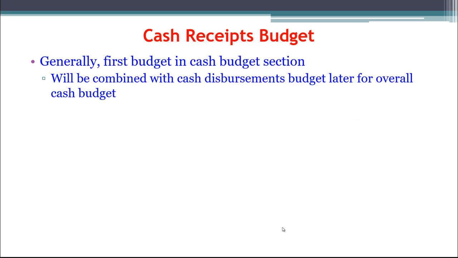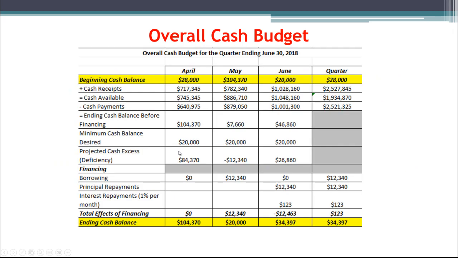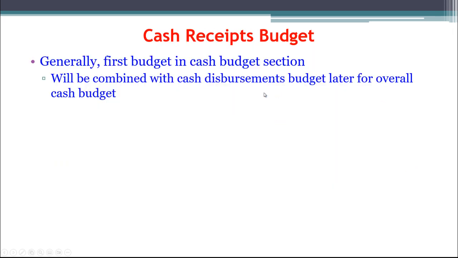So now let's dig in and look at the cash receipts and cash disbursements budgets separately. The cash receipts budget usually comes first because we need to know how much we have coming in, how much we plan to have to make sure it's enough to support all of our purchases. Now, again, we saw the overall budget, and again, the two budgets get combined.